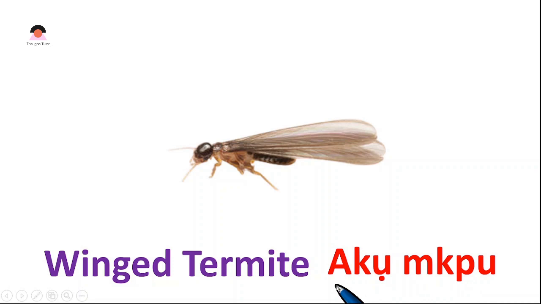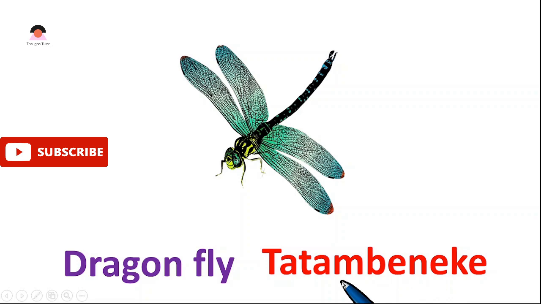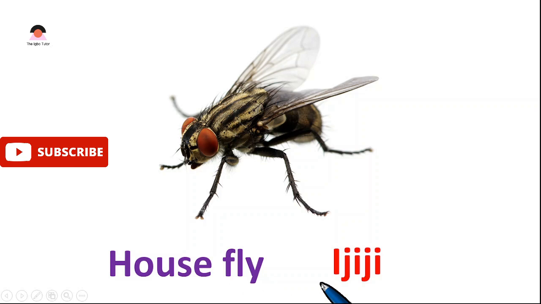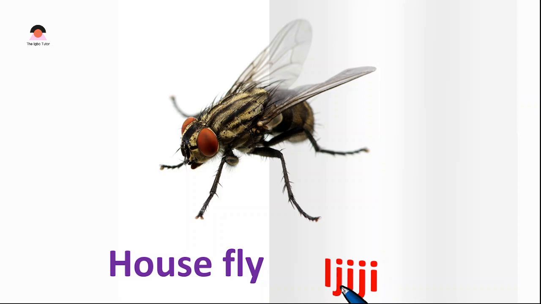Next is dragonfly. What is the Igbo name? Dragonfly is called tatambeneke. Tatambeneke, that is our dragonfly. We move on to housefly. What is housefly in Igbo? We call it EGG, or some people will just call it EG, but it's EGG for full pronunciation. Housefly. Let's move on from here.